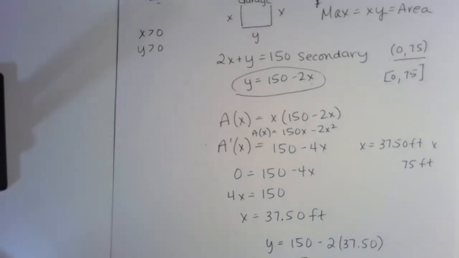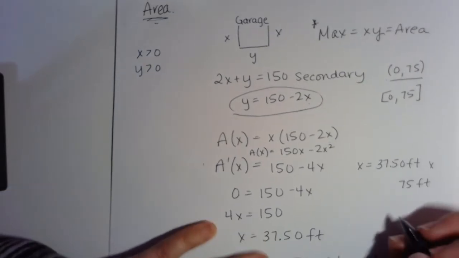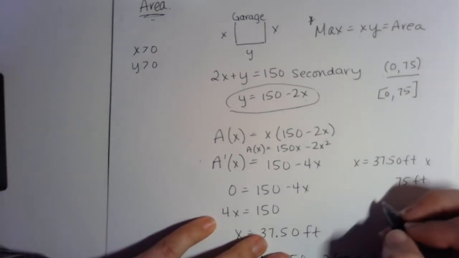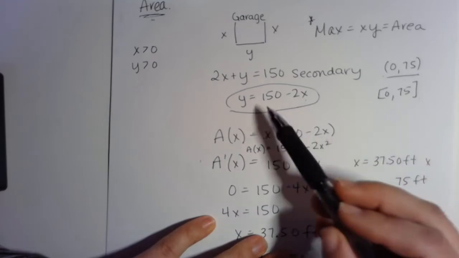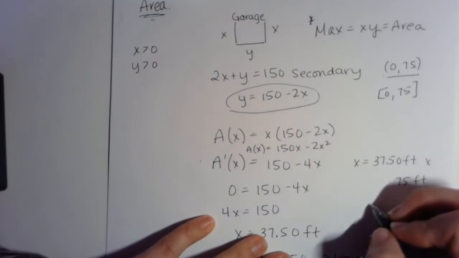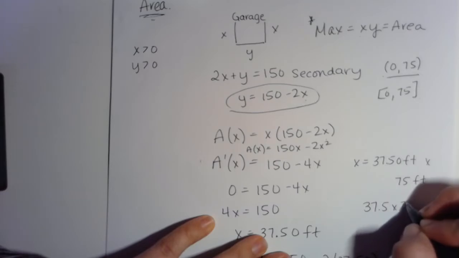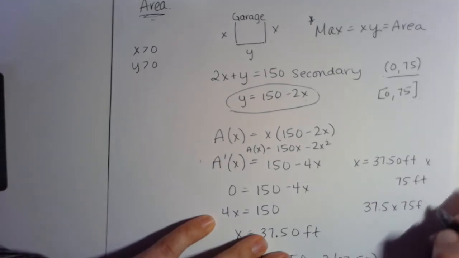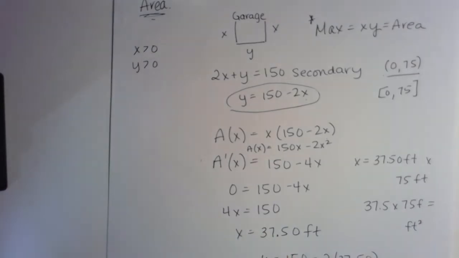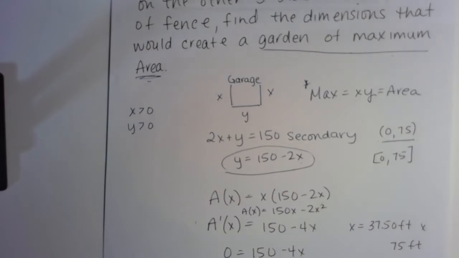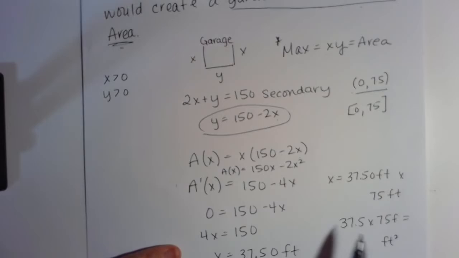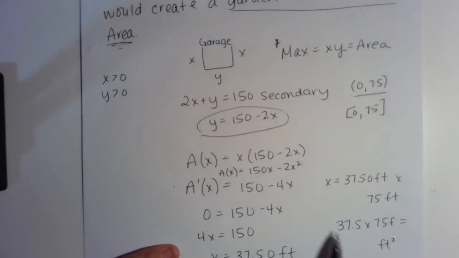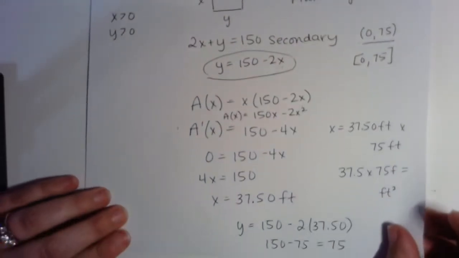And if I wanted to know what the maximum area would be, then that would just be x times y, right? So that would just be 37.5 times 75 feet, and whatever I end up with there is going to be in feet squared. Okay, so I wasn't asked that question. I just wanted the dimensions that would create a garden of maximum area. But if I wanted to know how many square feet were in my garden, I would then just multiply my two things, which I didn't do in advance, and I don't have a calculator handy, so I'm just going to leave that to you.